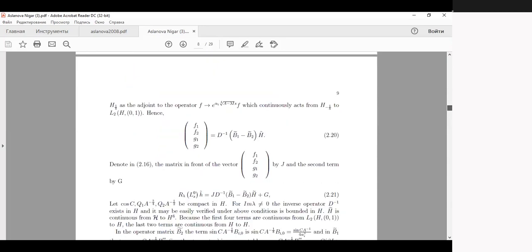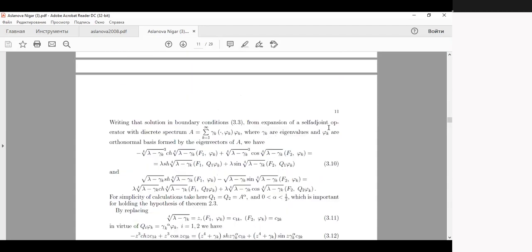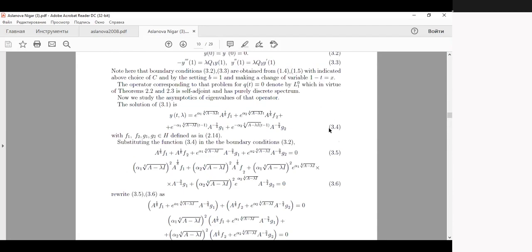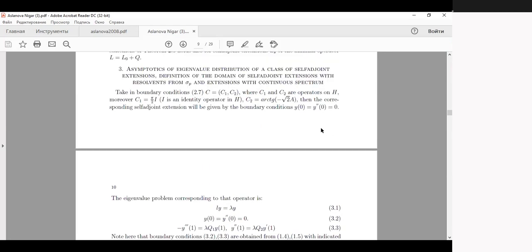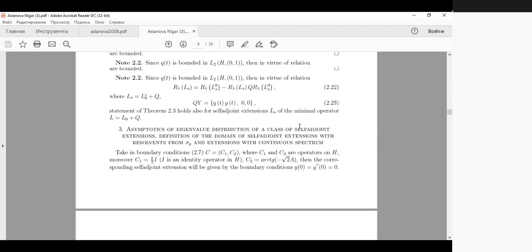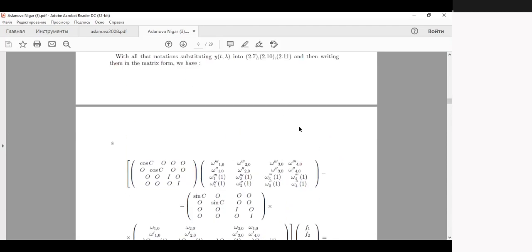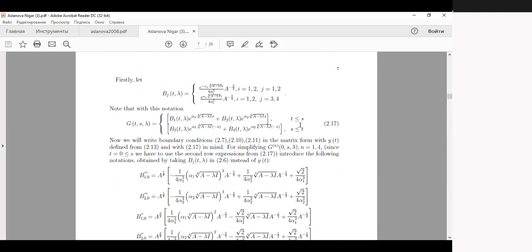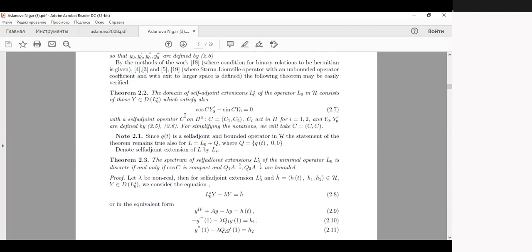Okay, after doing that, I passed to the evaluation of asymptotics of eigenvalues and eigenvectors. Not eigenvectors, but eigenvalues. For it, we considered a special case of self-adjoint extensions, because I want to demonstrate it from that file. It is given by the next boundary conditions.